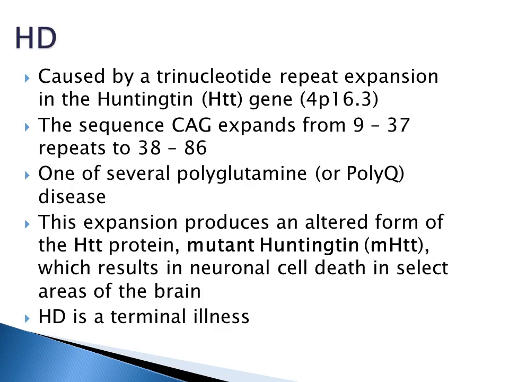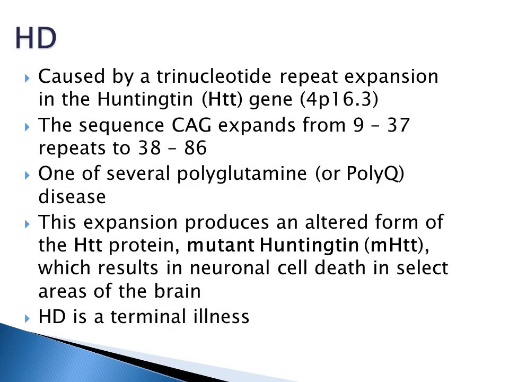So Huntington's disease is caused by a trinucleotide repeat expansion in the Huntington gene located on the short arm of chromosome 4. The sequence CAG expands from 9 to 37 repeats in a normal individual to between 38 and 86 repeats in a diseased individual. And this is one of several polyglutamine or polyQ diseases.